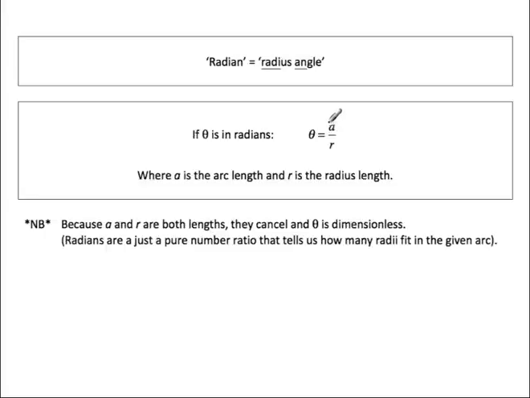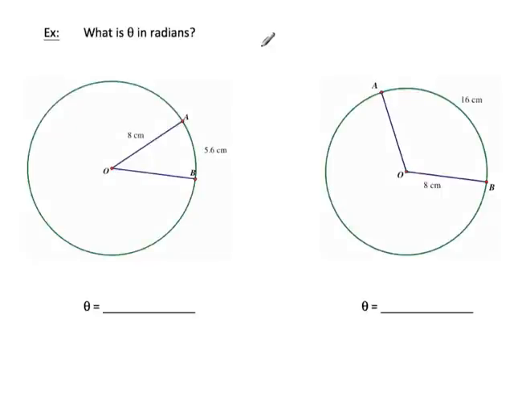Now you'll notice that both A, the arc length, and r, the radius length, are going to be in the same units, centimeters, meters, etc. Because they're both lengths, when we divide one by the other, those dimensions are going to cancel, and therefore theta is going to be dimensionless. So radians are just a pure number ratio, and that again tells us how many radii fit in the given arc. Let's do a couple of examples now.